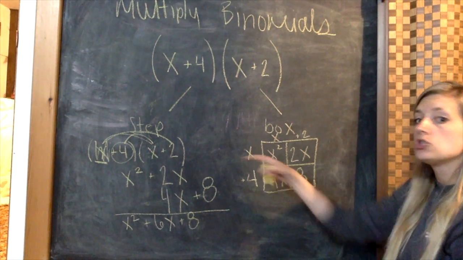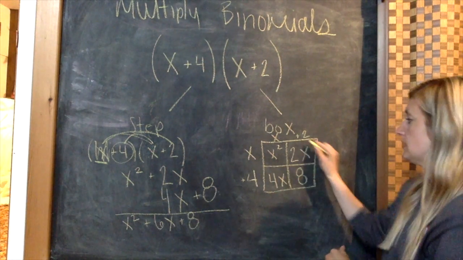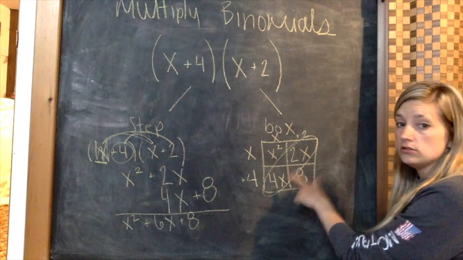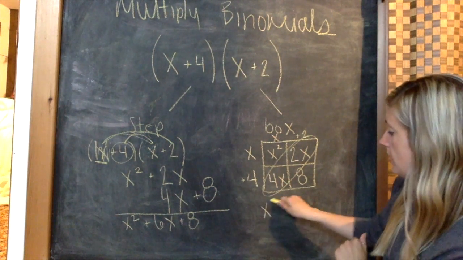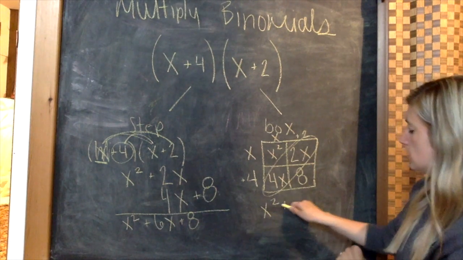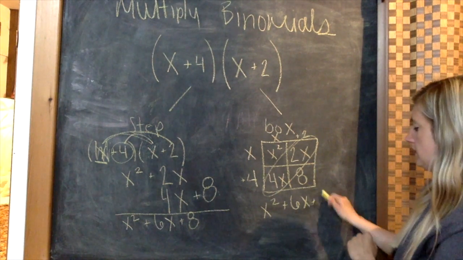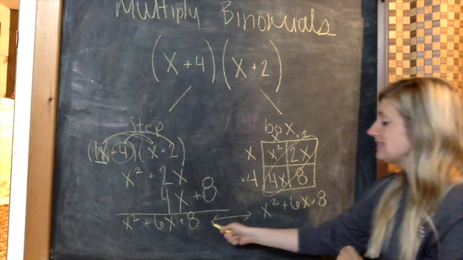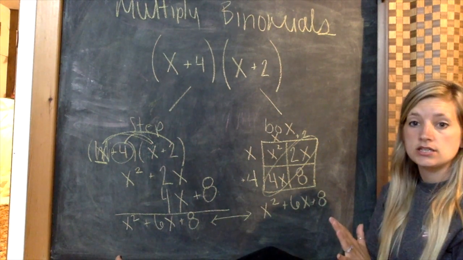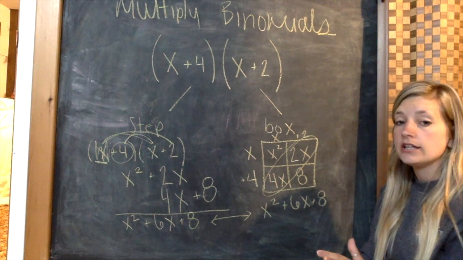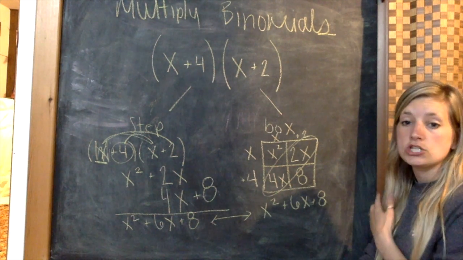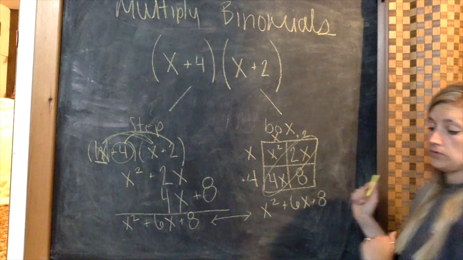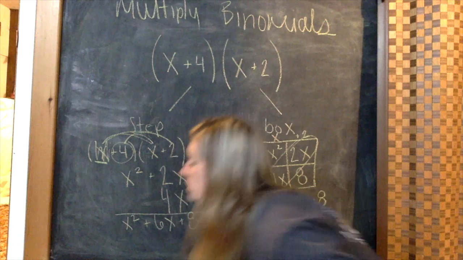And so now, just like over here, guys, we have to combine these like terms. When you're combining, it's always going to be on the diagonal. So we have x squared, and then 4x and 2x, which is 6x, and then plus 8. Okay, so we get the exact same answers. It does not matter which way you guys choose to do this. It is completely up to you, okay? Let's try another one.